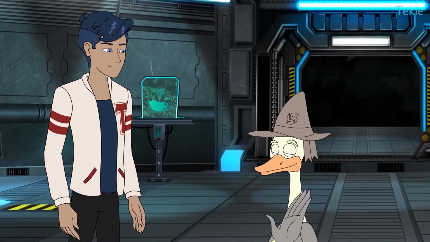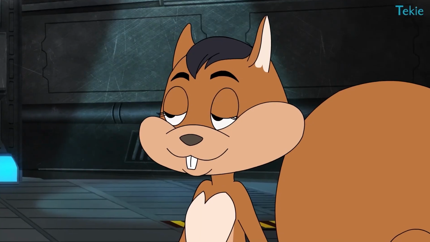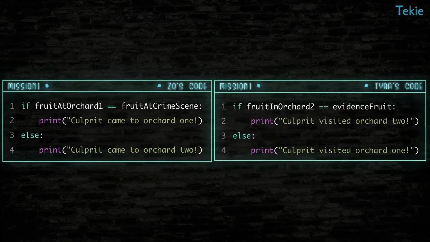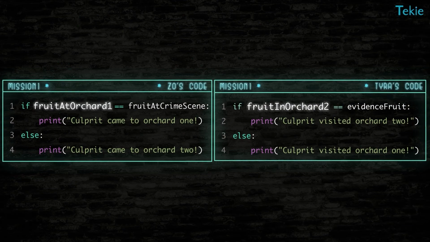Perfect. Now, Tyra did something similar. Yup. I've considered orchard 2 in my condition, and Zoe considered orchard 1. That's why my programs are different.